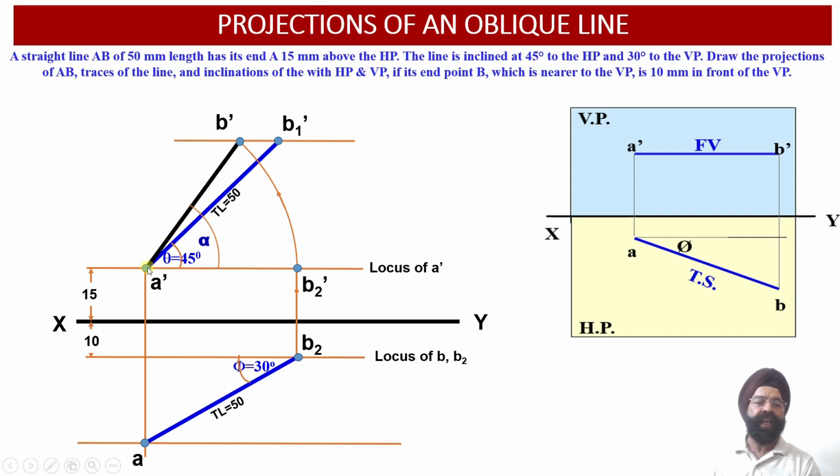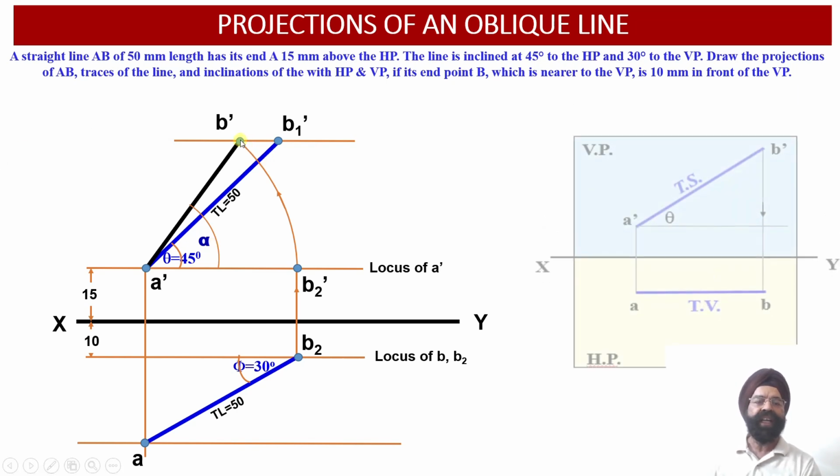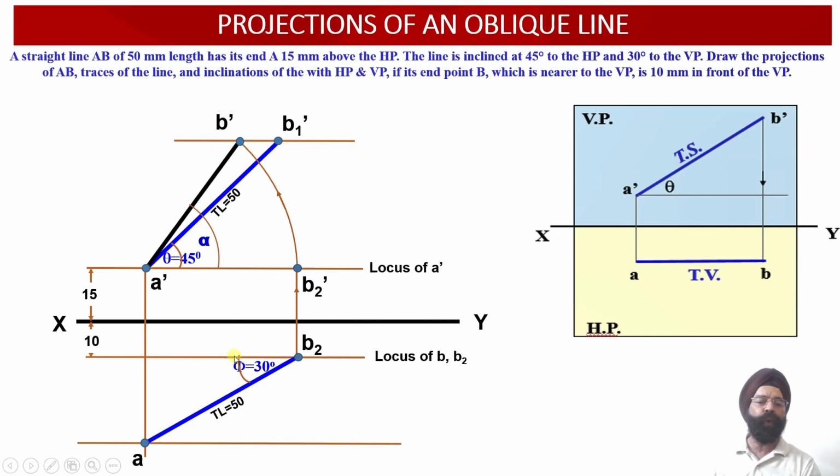So this way the apparent length of the line in the front view orthographic projection has been achieved, and the angle of inclination of this apparent length with respect to the horizontal plane. So this angle alpha has also been evaluated over here. Now having evaluated point B dash, we need to evaluate point B.